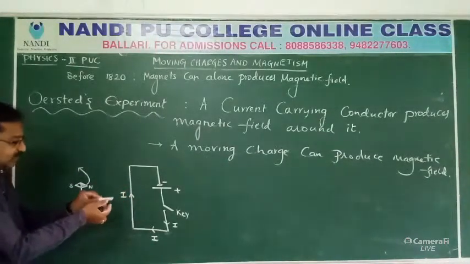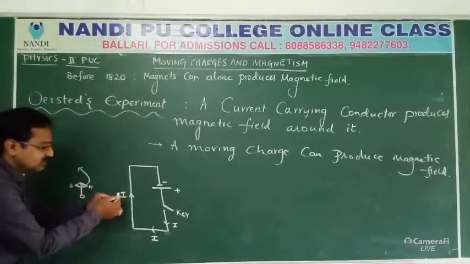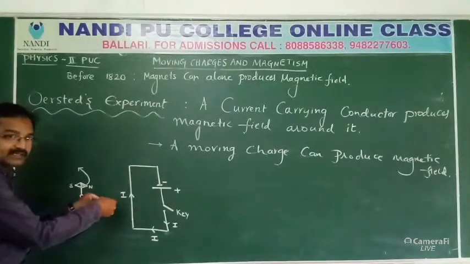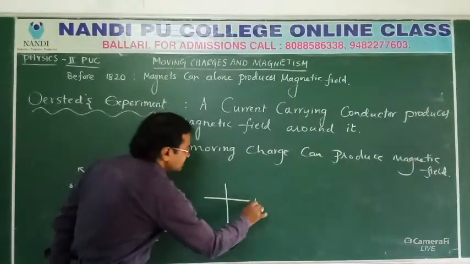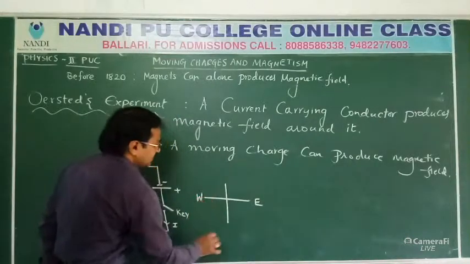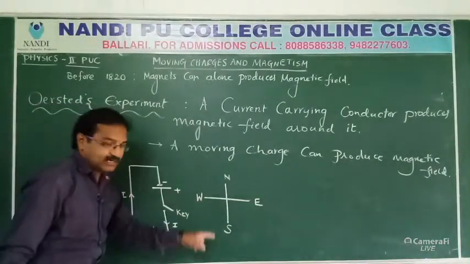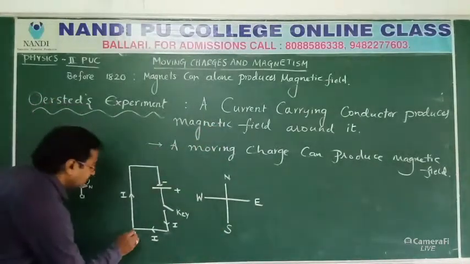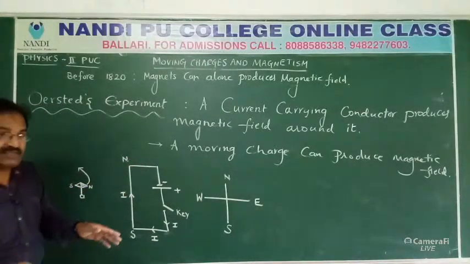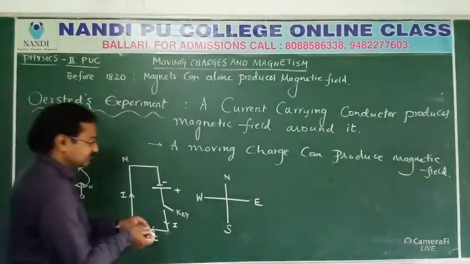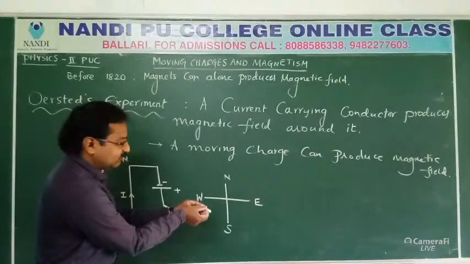Essentially, if you place it like this, this is Y. If you place a needle here, what happened, children? It deflected. Understand? For example, we know this is east, this is west, this is south, this is north. When current passes from south pole to north pole, the magnetic needle is deflected towards the west side, like this one.